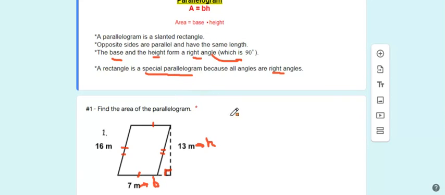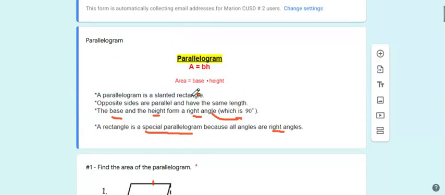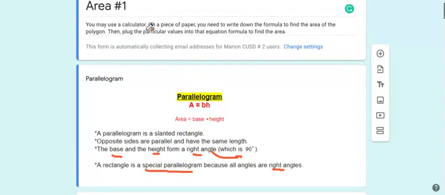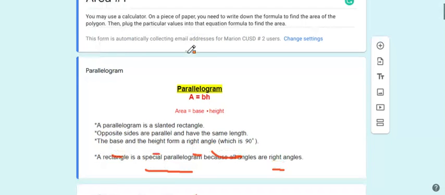Okay, so what I'm going to first do is write down the equation or the formula to find the area of a parallelogram. And that's what I've encouraged you to do. Even though you're putting your answers into this Google form, on a piece of paper I would like for you to write down the formula to find the area of the polygon, which in this case is a parallelogram. And then we're going to plug the particular values into the equation to find the area.